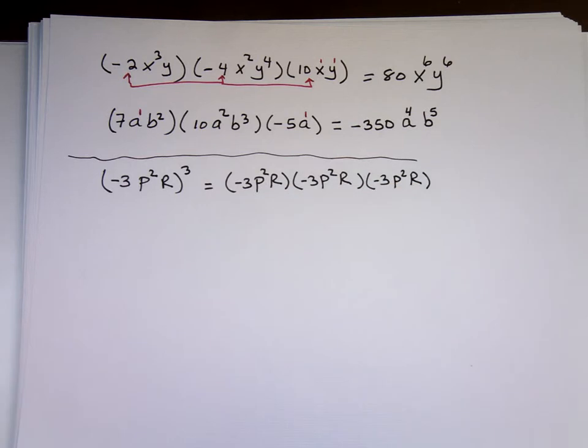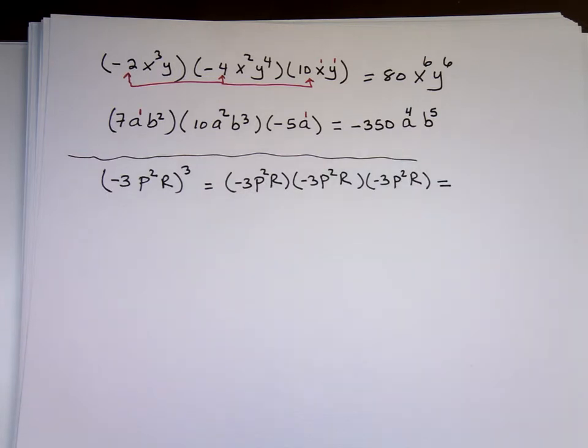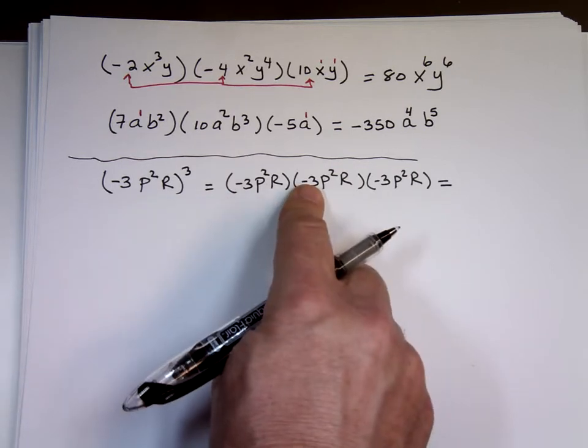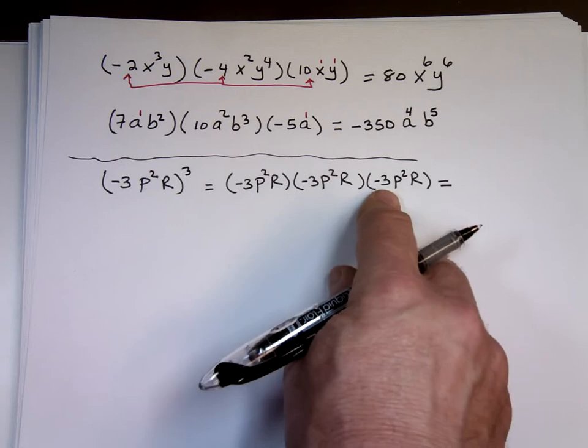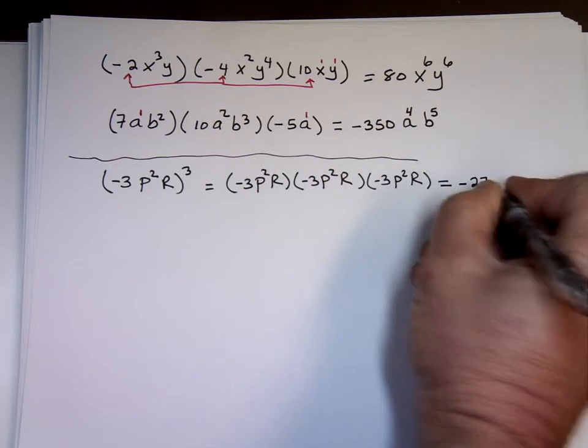That's what that means. Multiply it by itself 3 times. Again, let's multiply the numbers. What's a -3 times a -3? +9 times a -3? -27, Jamie. Good.